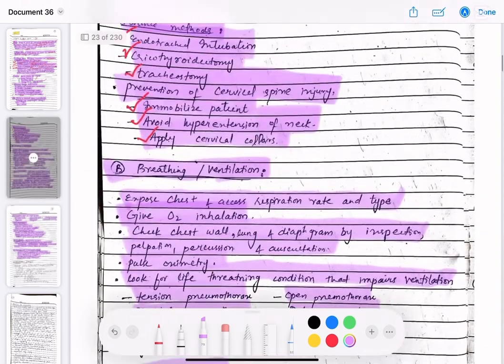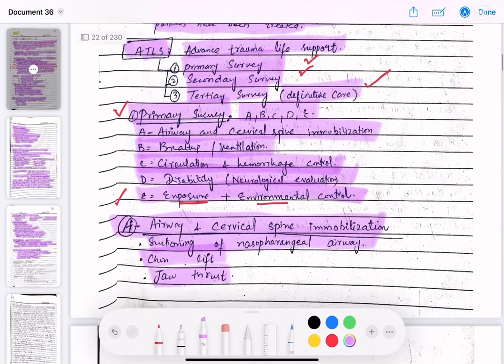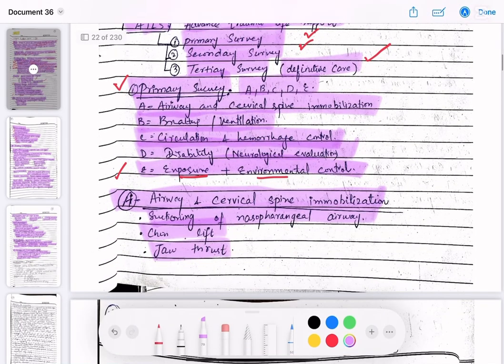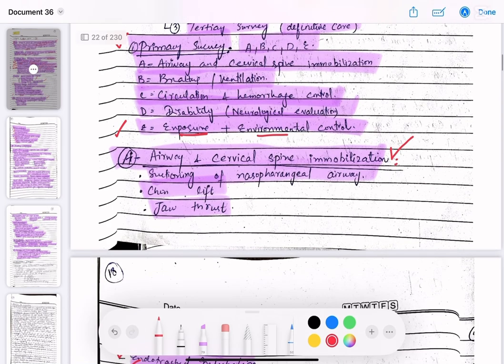So these are the methods. We are having the primary survey. In the primary survey, first of all, we do the airway and cervical spine immobilization. First, suctioning of the nasopharyngeal airway is done, then the chin lift and the jaw thrust are done.